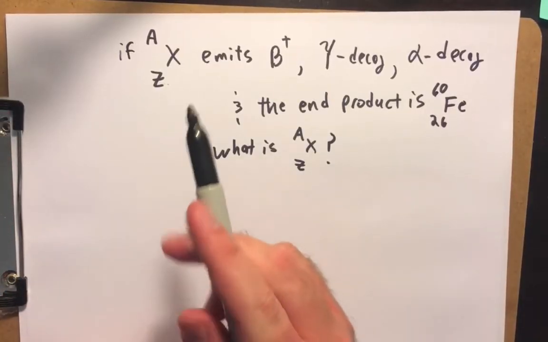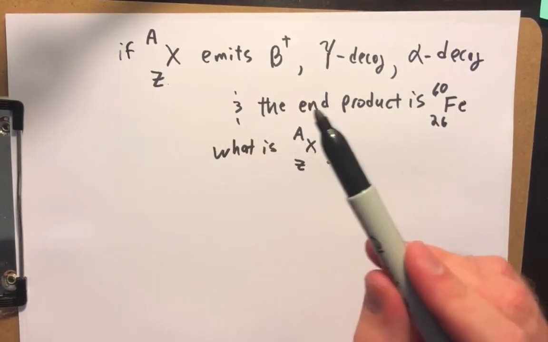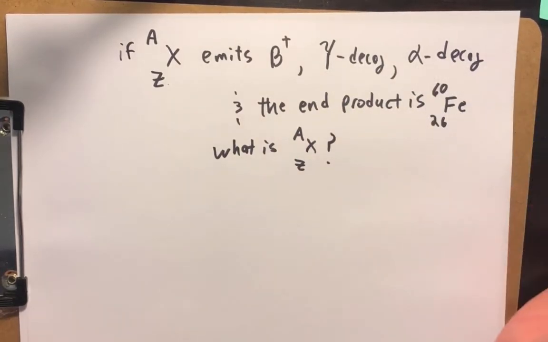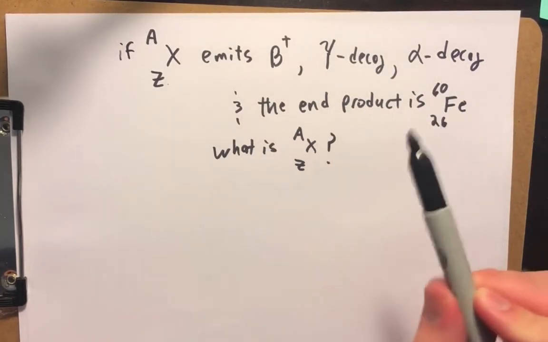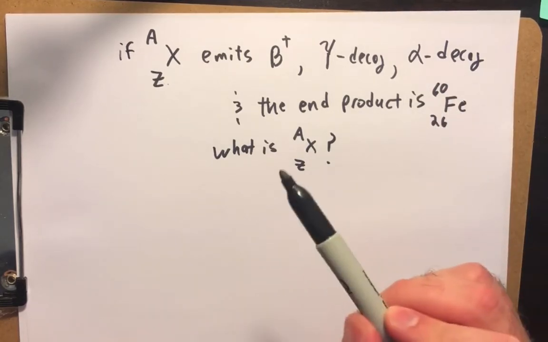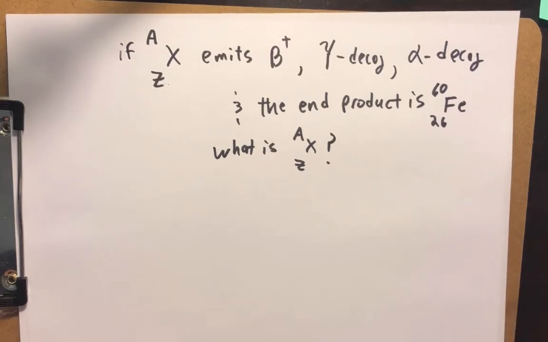Okay, so let's say that some type of parent isotope emits a positron and undergoes gamma decay and then emits an alpha particle. And the end product of this whole process is iron 60, 26. What is the original parent particle? See if you can solve this question.